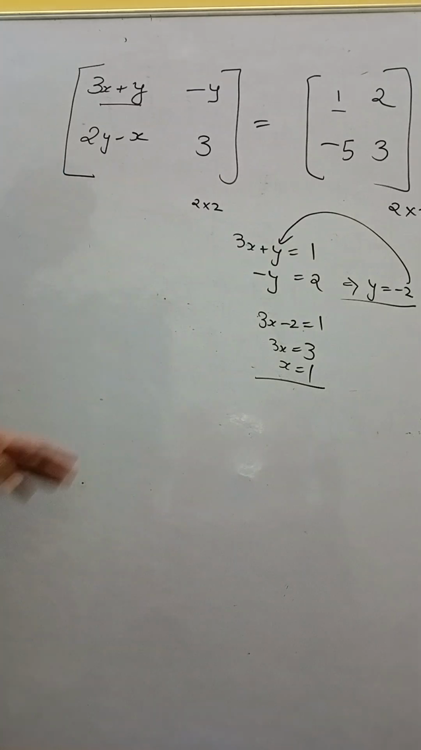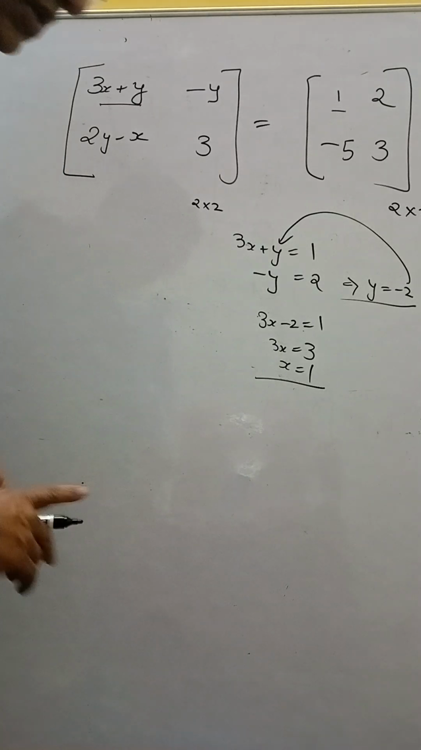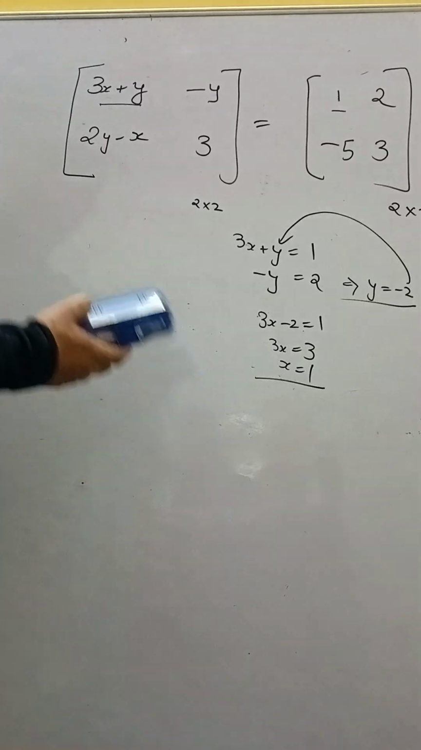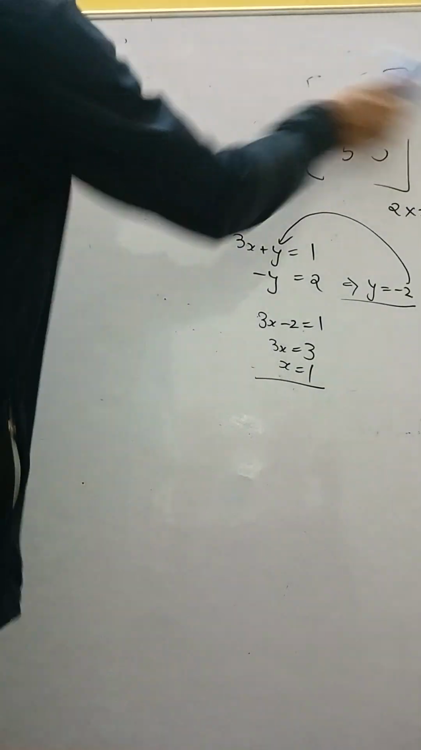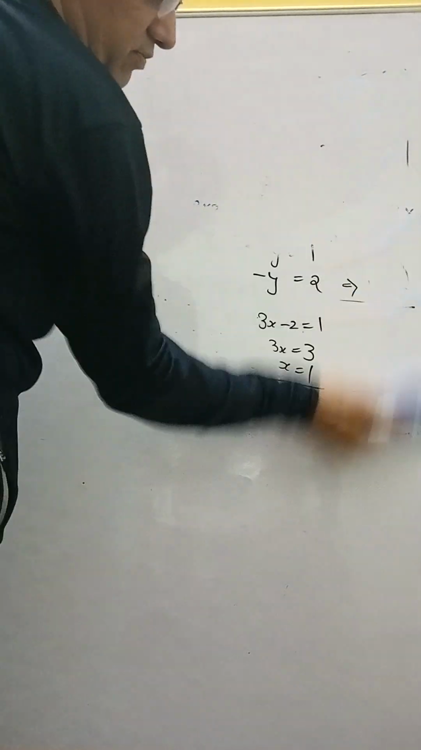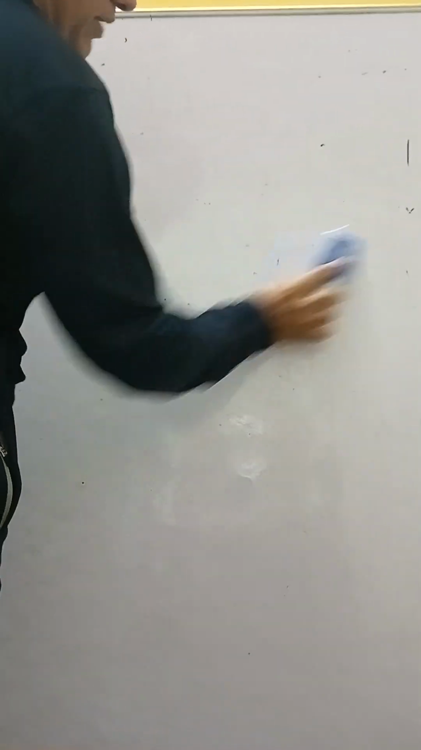Addition and subtraction of matrices is possible only for matrices with the same order. You can add matrices and you can subtract matrices provided their orders are the same. You just add the corresponding elements and put them in the sum matrix. Subtract the corresponding elements and you will get the difference matrix. I'll straight away take up matrix multiplication now.